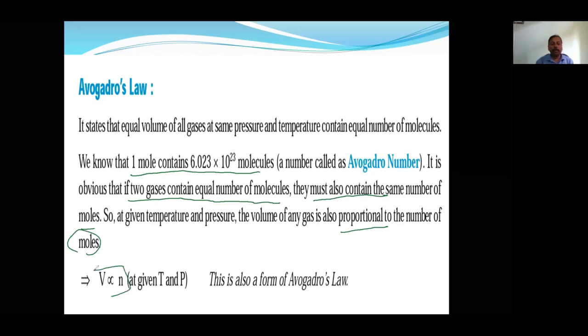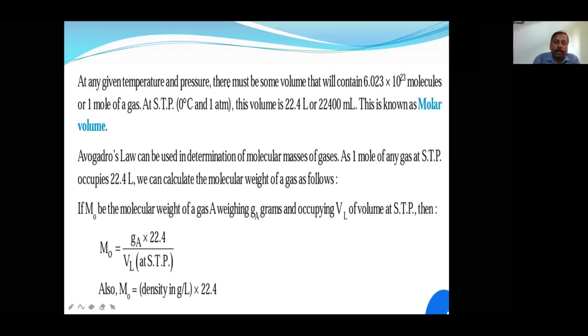Actually there are two parts: equal volumes, equal number, that is one part. The second law says that at constant temperature and pressure, volume is directly proportional to number of moles. This is another form of Avogadro's law, and this is what is mostly used. So at STP, the volume is 22.4 liter, or 22,400 milliliter. This 22.4 liter is called the molar volume.